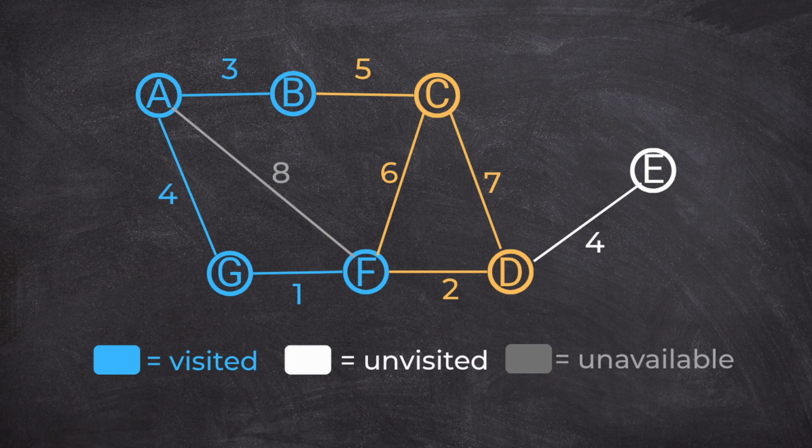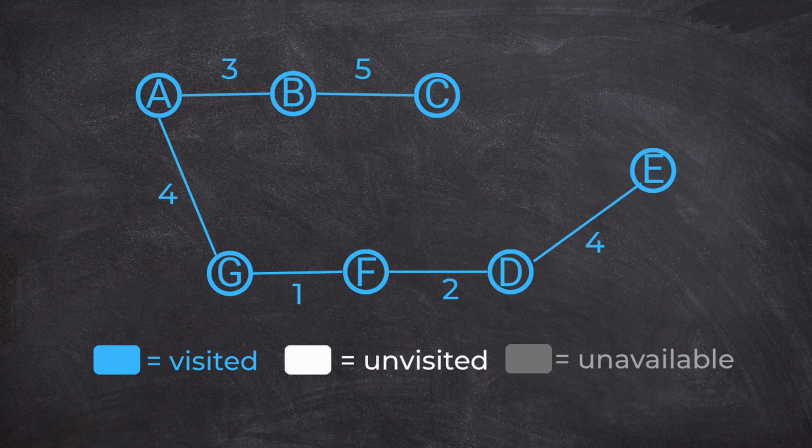Keep going like this, always choosing the smallest edge connecting to an unvisited node. Now all nodes are connected, so we're done. This is the minimum spanning tree for this graph, and that's how Prim's algorithm works.